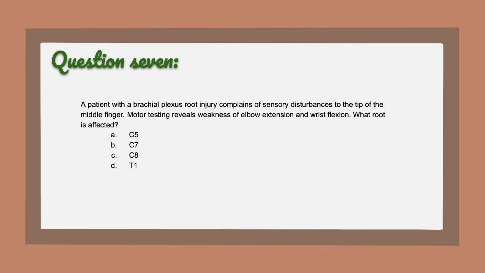Question 7, the correct answer is B, C7. This is a match the dermatomes and myotomes type question. So when we're thinking dermatomes, C5 is the lateral upper arm, C8 is the small finger, and then T1 is the medial forearm and upper arm. That's where they're going to feel those sensory disturbances.